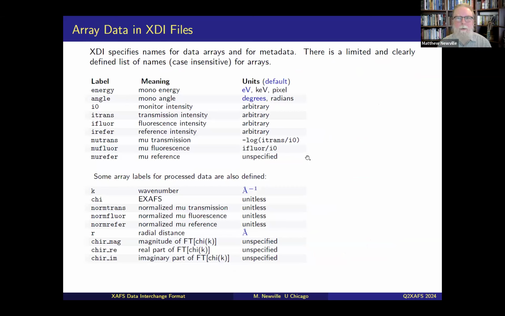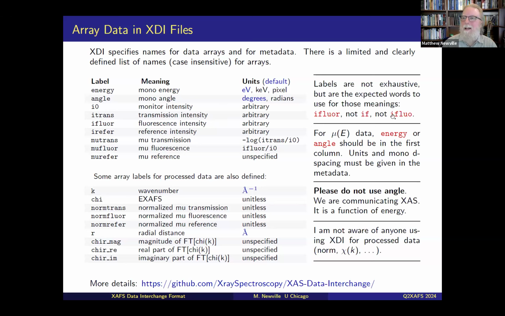At the time, we also went through a pretty elaborate process of defining the names of things. So what we mean by I transmission, what should you call that? Some people call it IT, some people call it I1. It's better if these names are clearly stated. So we called it itrans. And we mean ifluor, not IF and not iflow, that kind of thing. And for XAS data, at the time, either energy or angle for the monochromator was a reasonable thing to expect someone to write down. I would say at this point, and I'm going to make this point a couple of times, please do not use angle. We're communicating XAS data, it's a function of energy.